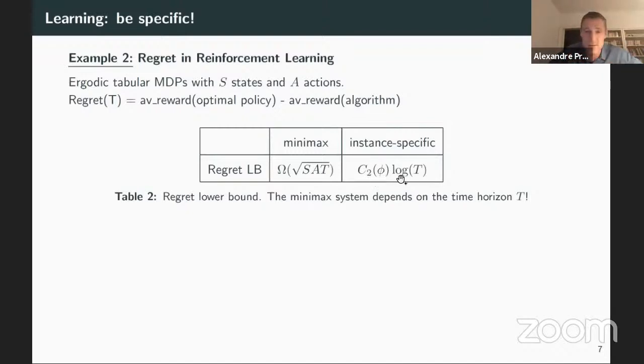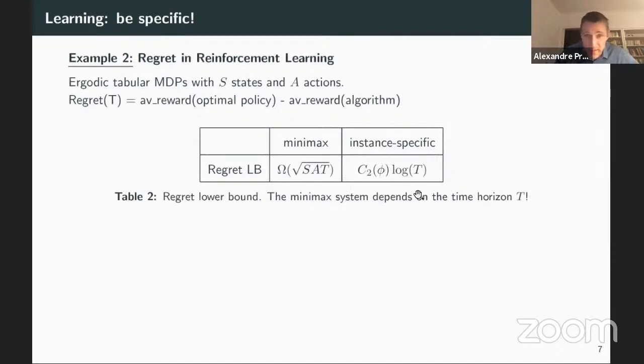So you see that there is a different scaling in the time horizon, log T versus square root of T. But something you should know is that the minimax lower bound or minimax approach is often based on a very wacky example. And this is the case here, because the minimax system, the one leading to the lower bound, actually depends on the time horizon T. So the transition probabilities are tuned so that they depend on the time horizon. This is a very weird example. So you see that you can have an algorithm that is minimax optimal, but very far from being instance-specific optimal.